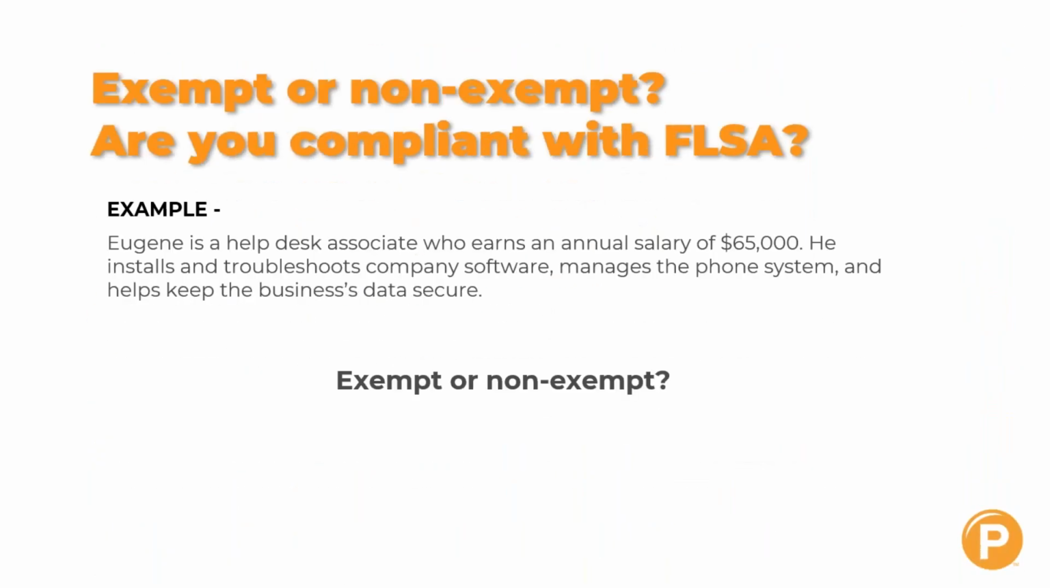Eugene is a help desk associate who earns an annual salary of $65,000. So he's paid above the salary level. He installs and troubleshoots company software, manages the phone system, and helps keep the business's data secure. A very, very important position within the organization, but this is a non-exempt or hourly position. And that is just written into the law.